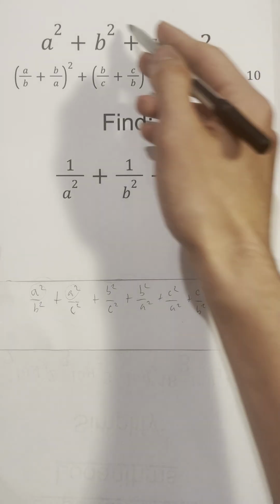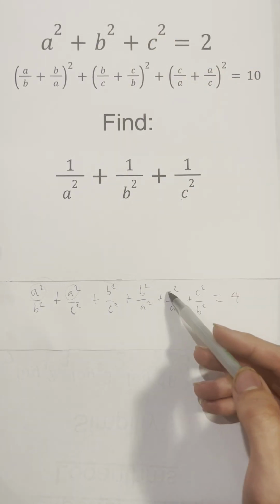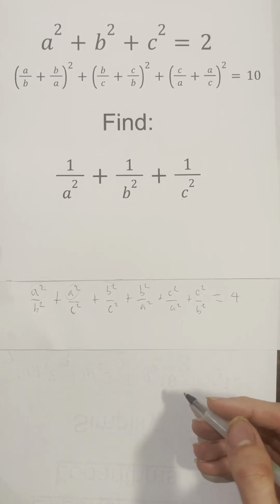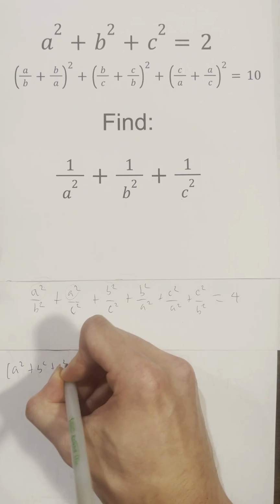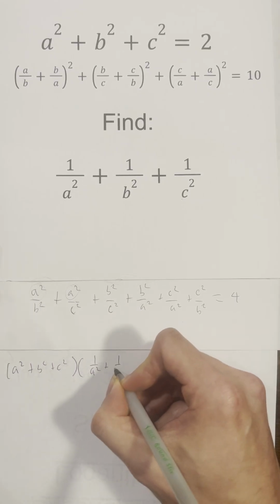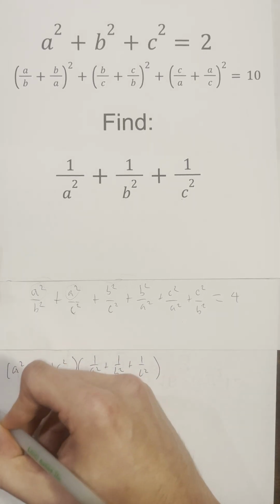Okay, and how can we connect this equation and this expression to get this? We can try multiplying this equation with this expression, because doing so will create fractions out of a squared, b squared, c squared in the numerator, as well as a squared, b squared, c squared in the denominator. Okay, so let's go ahead and do that. So a squared plus b squared plus c squared times 1 over a squared plus 1 over b squared plus 1 over c squared.